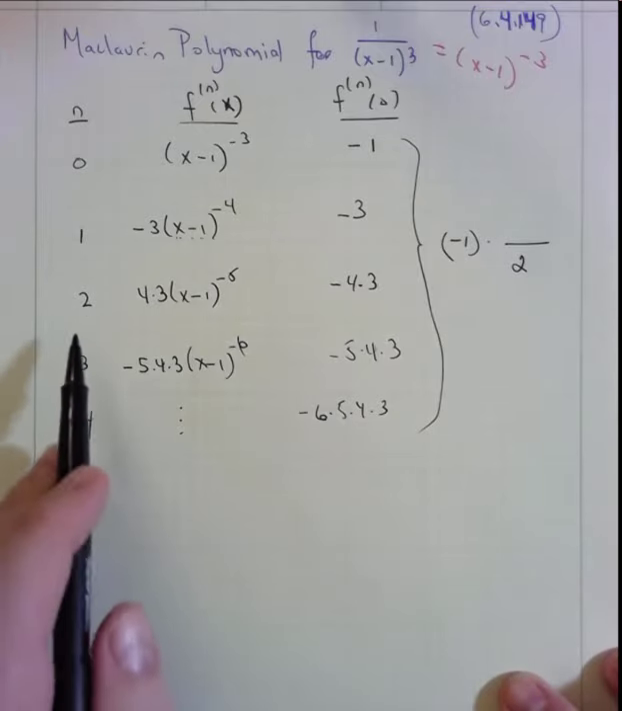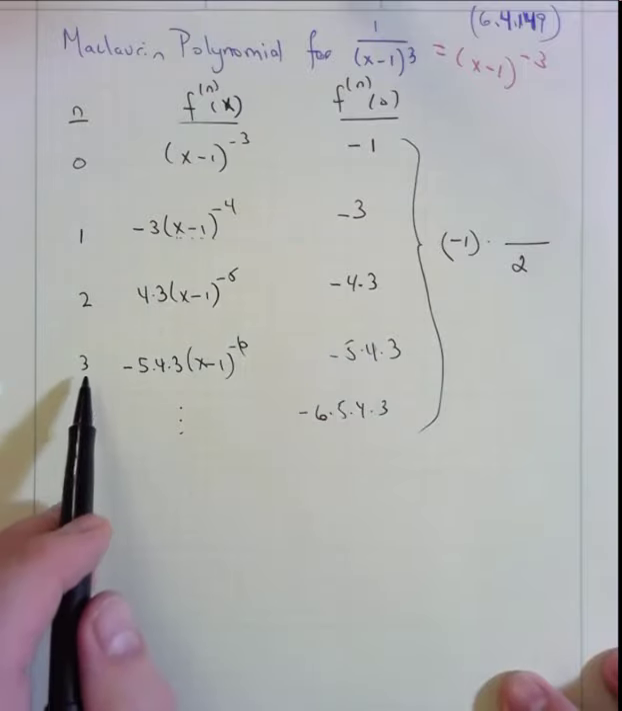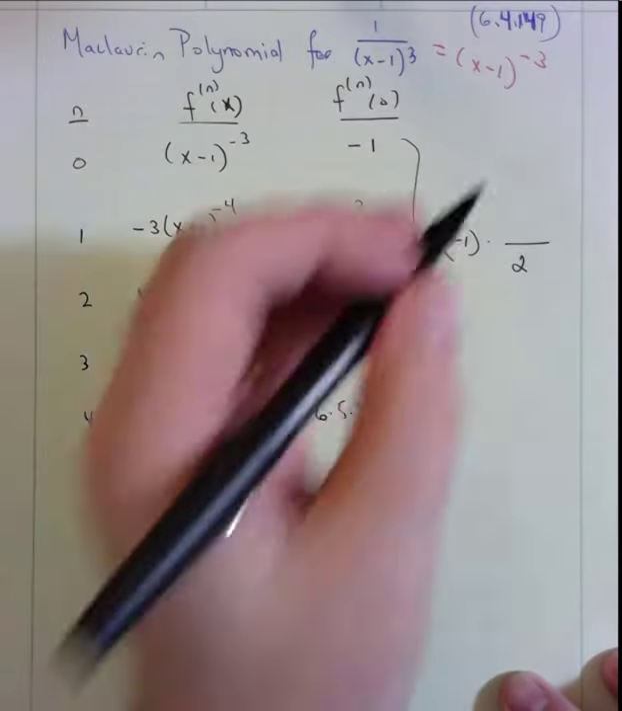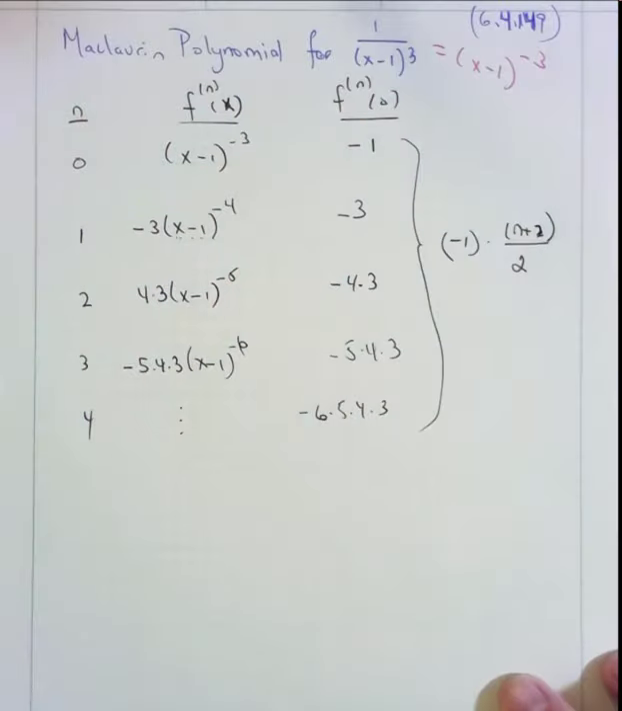Which factorial is it? Well, for n equals 2, we're looking at something like 4 factorial. For n equals 3, something like 5 factorial. So that looks like, altogether, n plus 2 factorial.